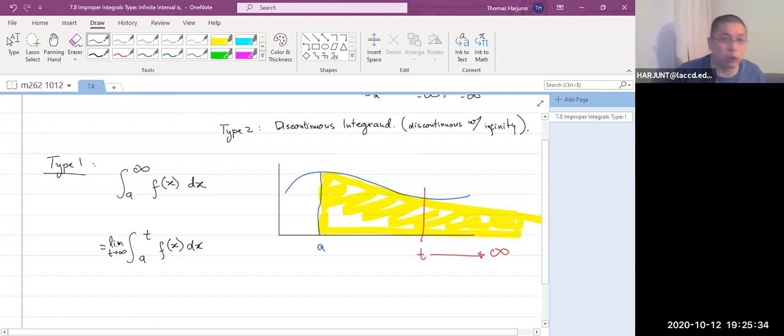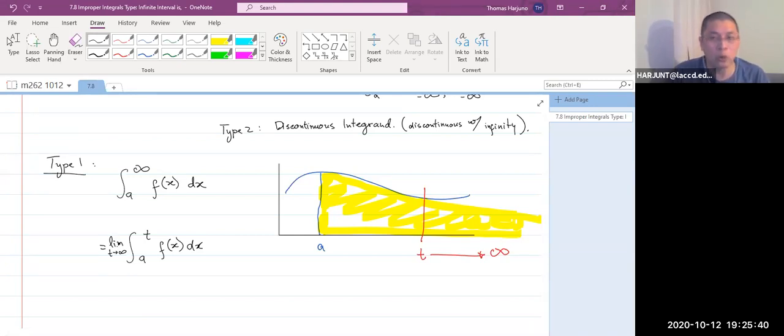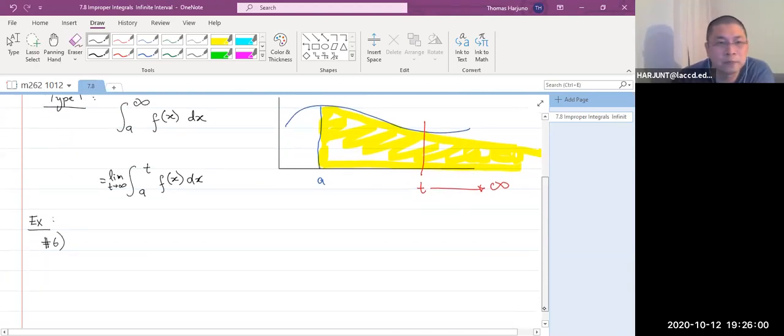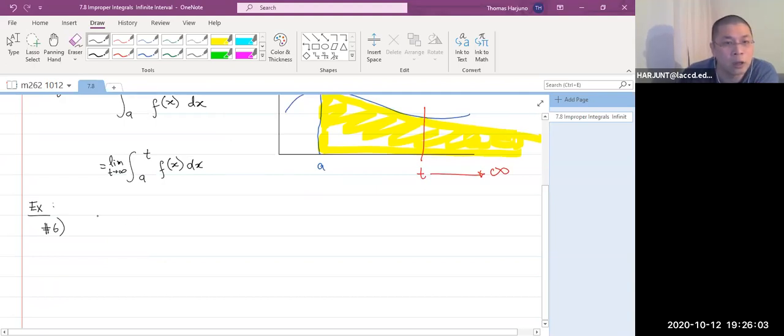So the idea is actually quite simple. Later on we need to compute the limit together with the integral, and that is what makes it more complicated. So let's do problems from our book. Question number 6: the integral from 0 to infinity of 1 over the 4th root of 1 plus x dx.